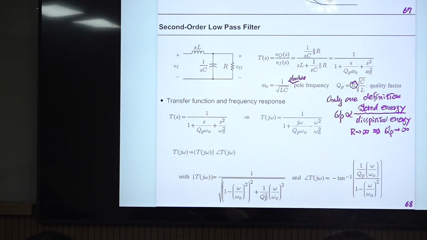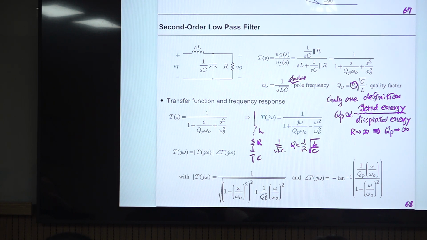Another example. Suppose you have this series connection of this thing. This is what? The equivalent circuit for the practical inductor or capacitor. So L is here, C is here, this is R. Okay? Here, this is the double pole frequency. It's the same as the previous one, but Q here is this one.